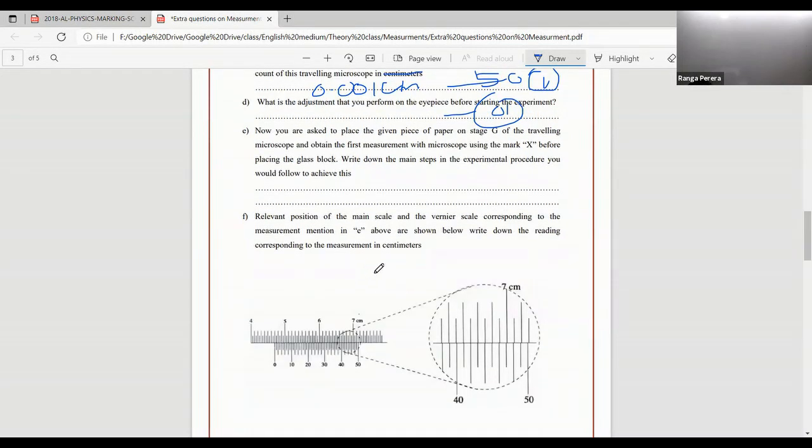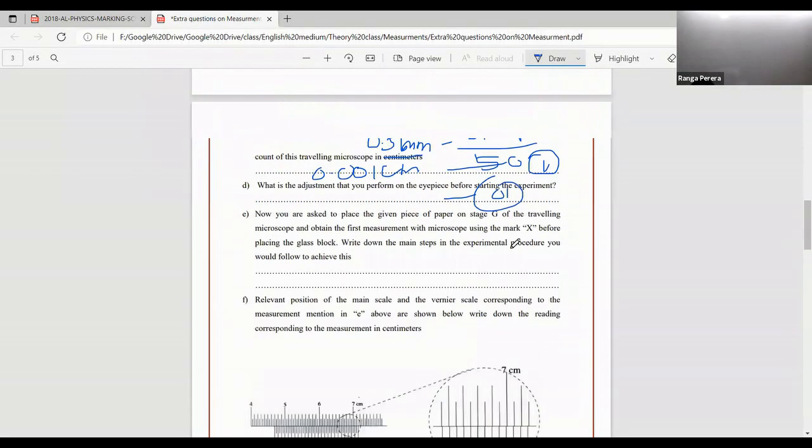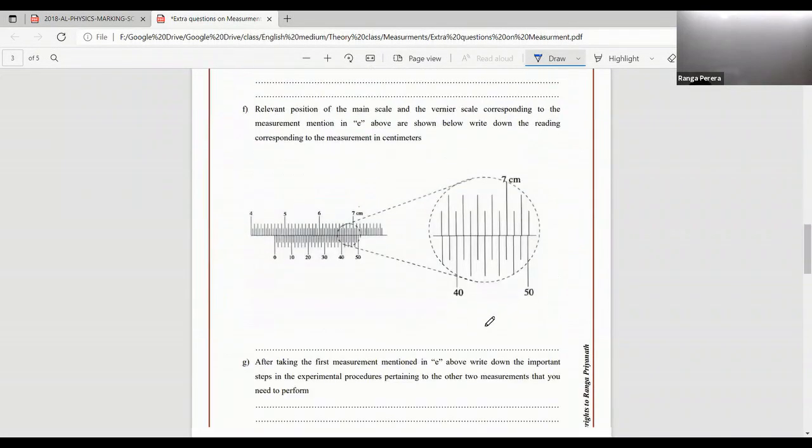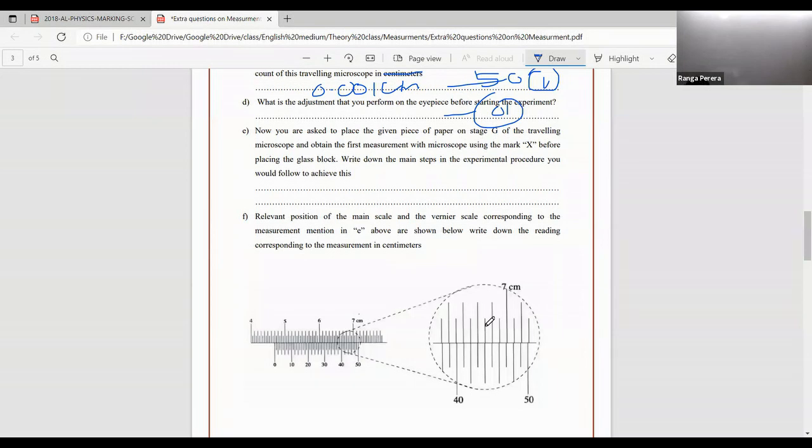Now you are asked to place the given piece of paper on stage G. Stage G, what is that? It is the traveling microscope bed. Now you are asked to place the given piece of paper on stage G of the traveling microscope and obtain the first measurement with the microscope using the mark X before placing the glass block. Write down the main steps in the experimental procedure you would follow to achieve this.